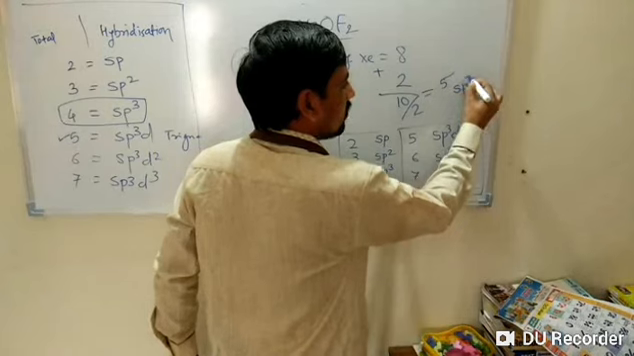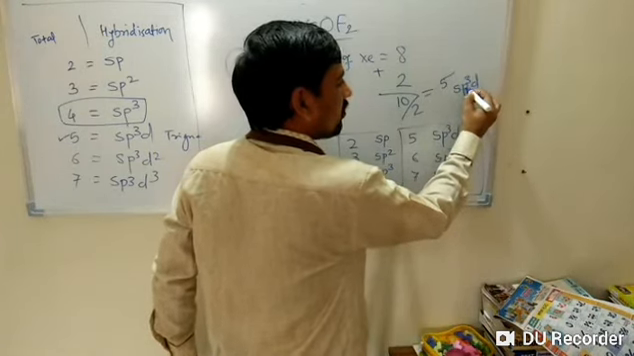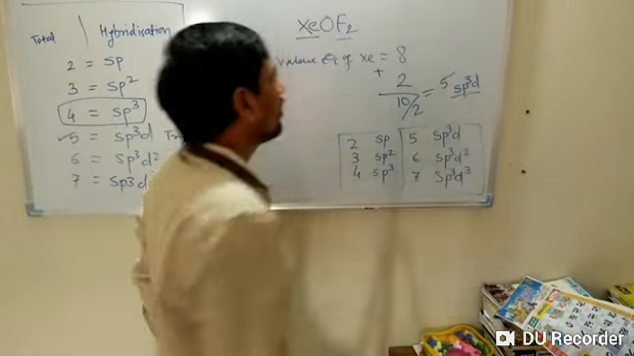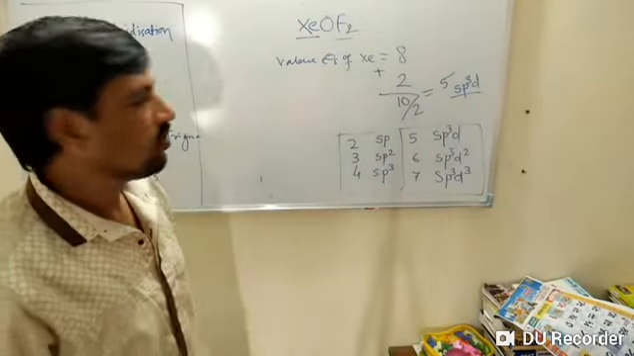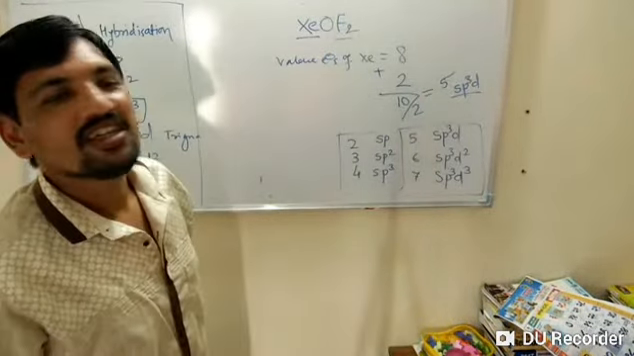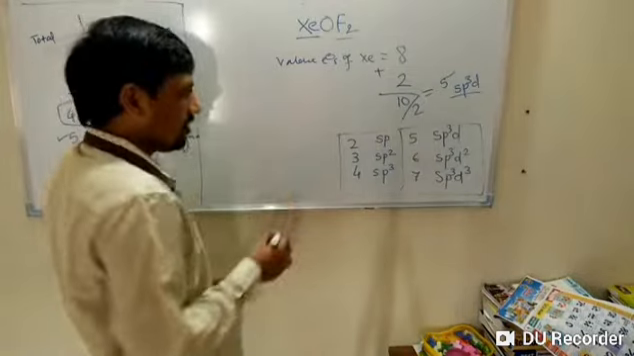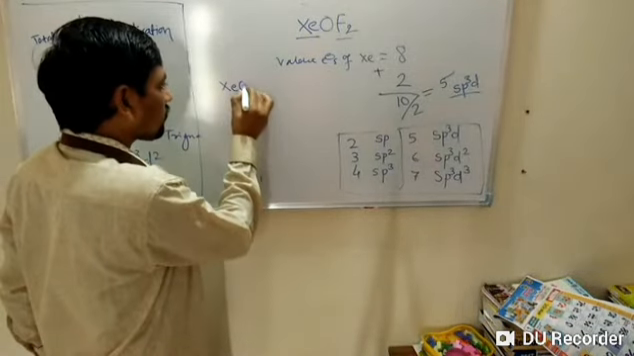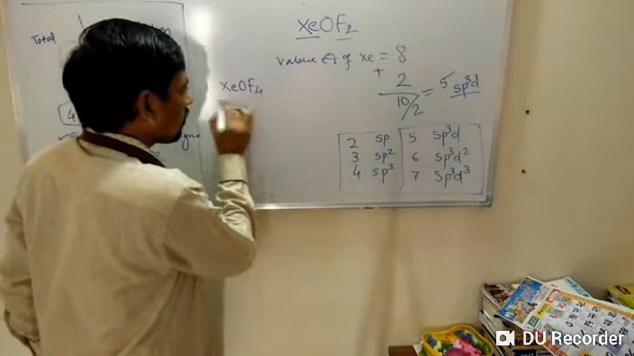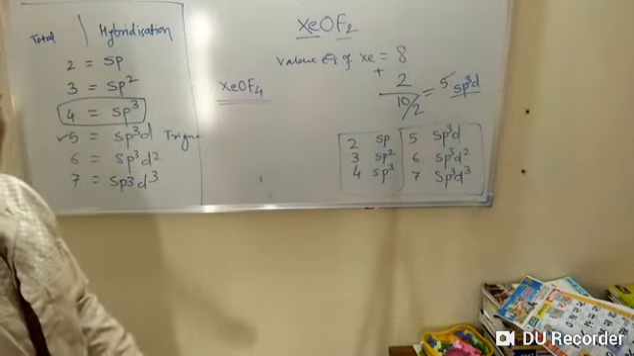That gives sp3d. What is the hybridization of xenon in XeOF2? It is sp3d. It is very easy. You can also identify the hybridization of XeOF4.